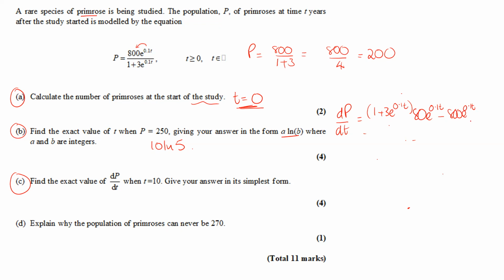Differential of bottom, well, the 1 just goes out, and we're going to have 3 divided by the 0.1, so that's 3 times a tenth, 0.3e to the 0.1t, all over bottom squared, 1 plus 3e to the 0.1t, all squared.